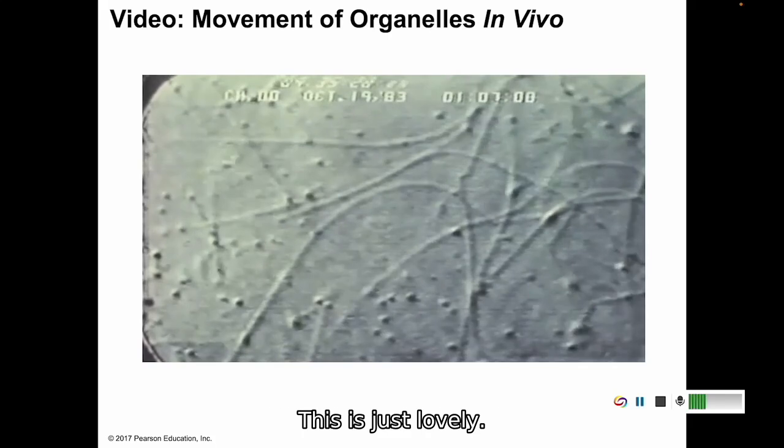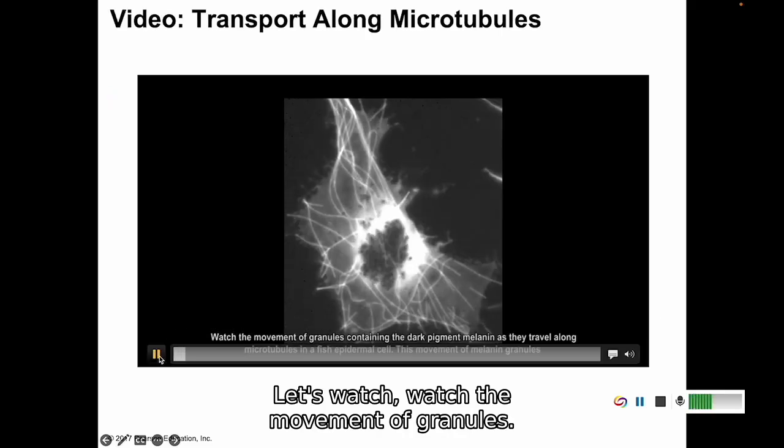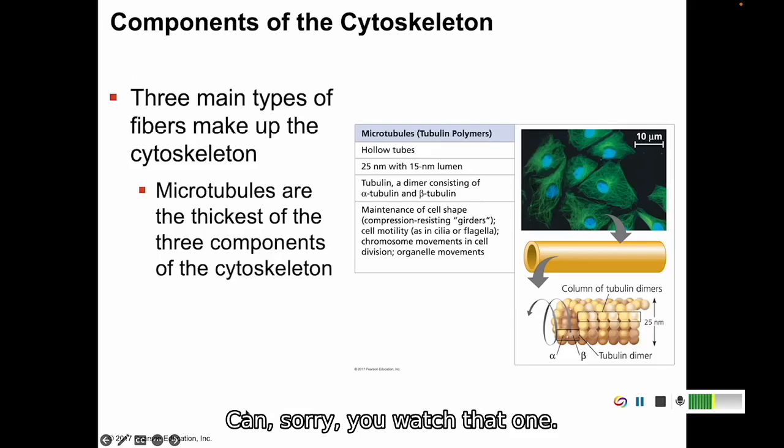This is just lovely. These cells are just lovely. Oh, let's watch. Watch the movement of granules. Sorry, you watched that one.